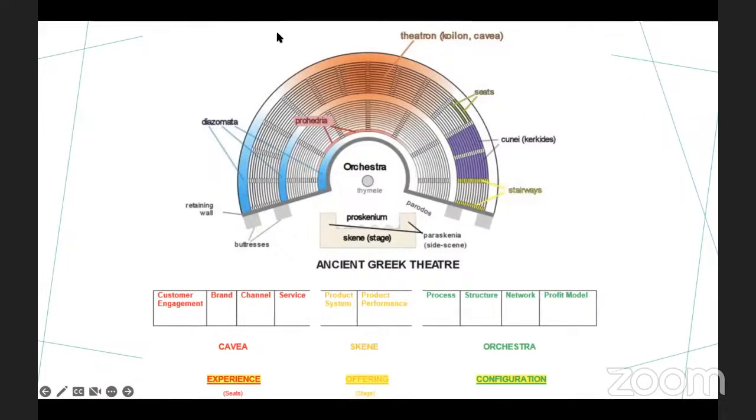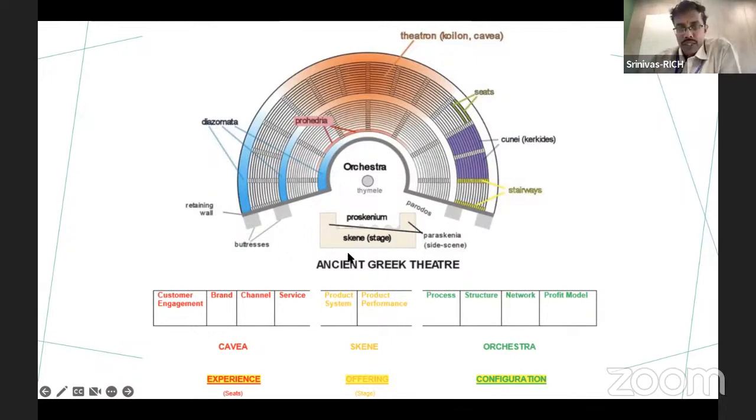Yeah, the product or service is what the consumers are consuming, but there is a lot of activity that has to happen in the background, which is the orchestra, right? So the experience, the consumer engagement, brand, channel, and service are the experience that the consumers have. What is being offered, what is the play that is being played, or what is the music that is being played, is the product or service which is offered.